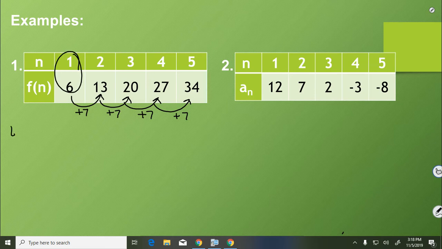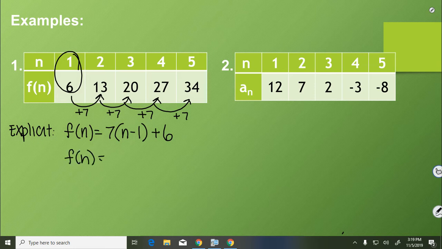So our explicit equation would be f of n equals 7 times n minus 1 plus 6. Now, if I went backwards 7 and I did 6 minus 7, I would get negative 1, and negative 1 would be my 0 term. So this is also equivalent to 7n minus 1. Again, if I were to distribute that 7, that would be my simplified equation. So they are equivalent, and you should be able to recognize that.